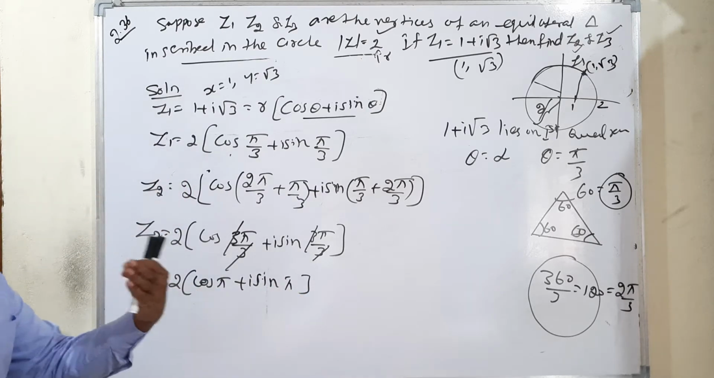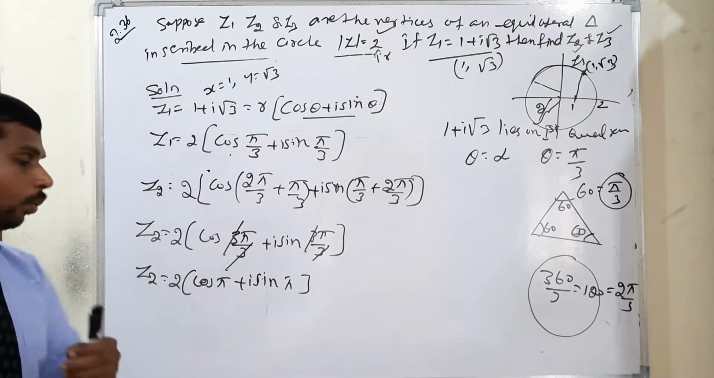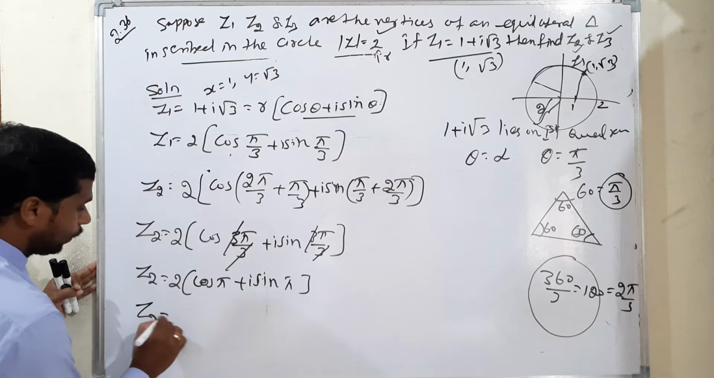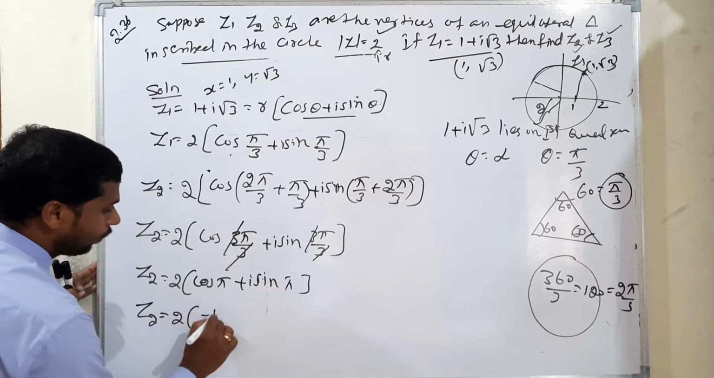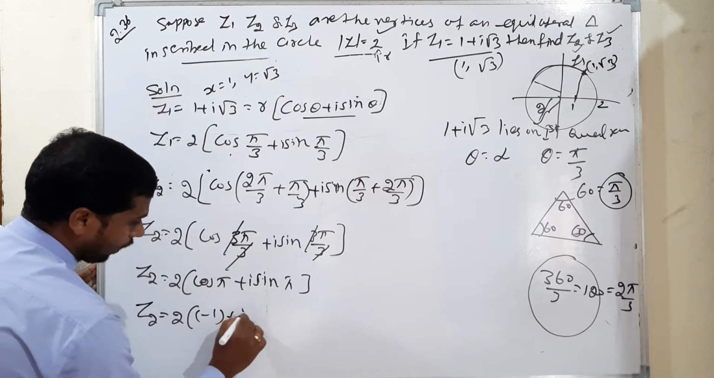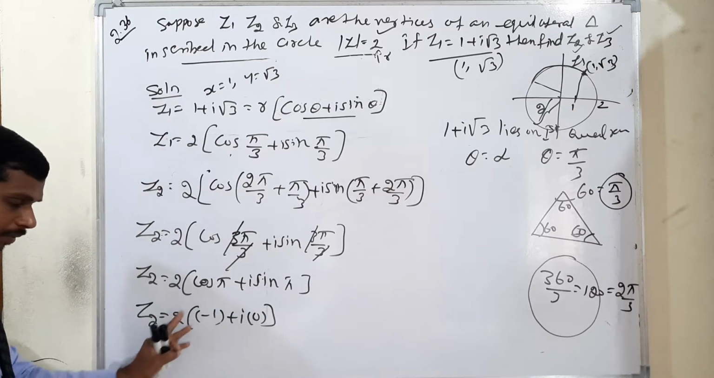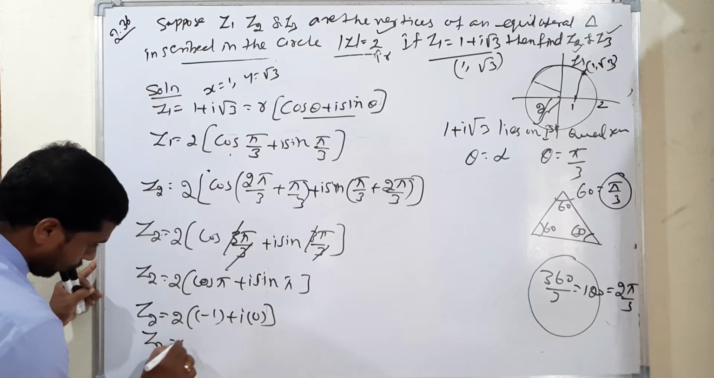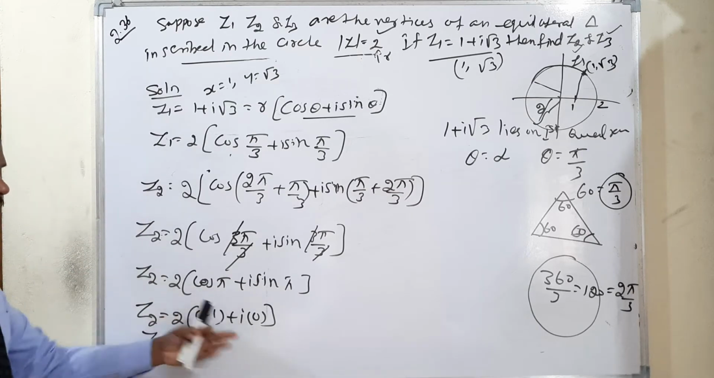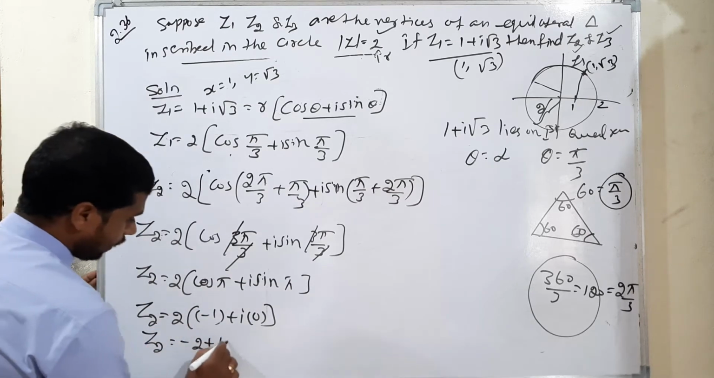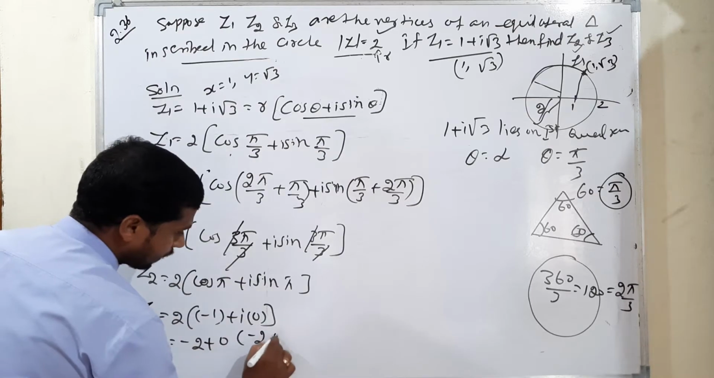Cos pi value will be minus 1, sin pi value will be 0. Therefore, Z2 is equal to 2 of cos value minus 1, sin pi value will be i into 0. Now if you remove the bracket, each and every term is multiplied by 2, so Z2 is equal to minus 2 only, because the imaginary term is 0. So we can write the coordinate point as minus 2 comma 0.